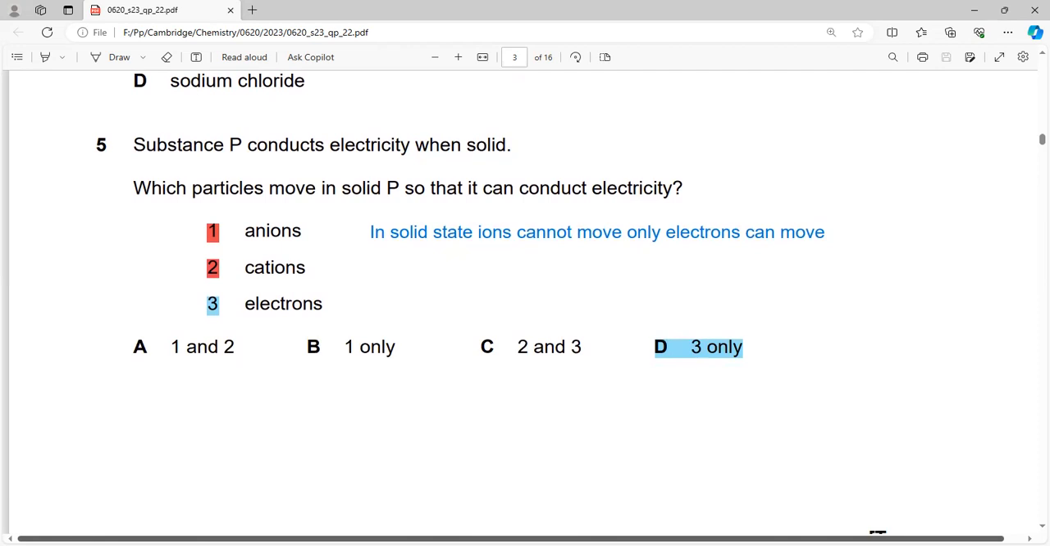Question number 5, the substance P conducts electricity when solid. Which particles move in solid P so that it can conduct electricity? If anything is in a solid state, only electrons can move. Anions or cations cannot move in a solid state. So that's why D is our correct answer here.